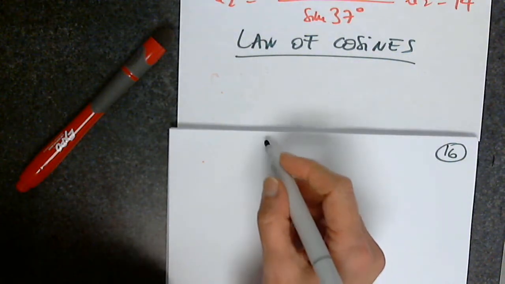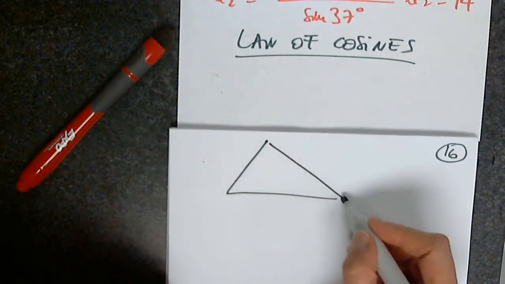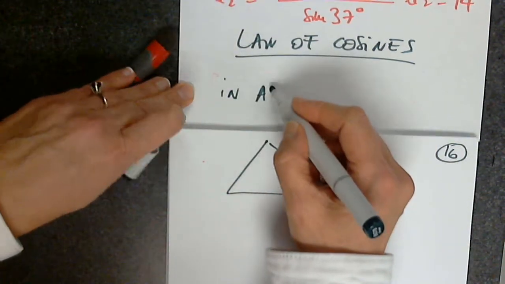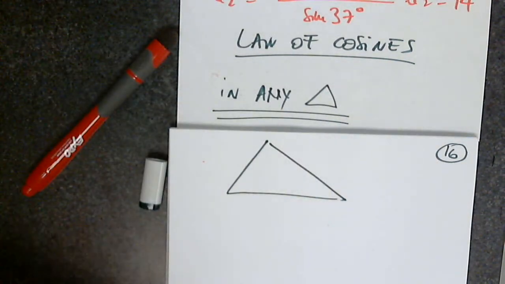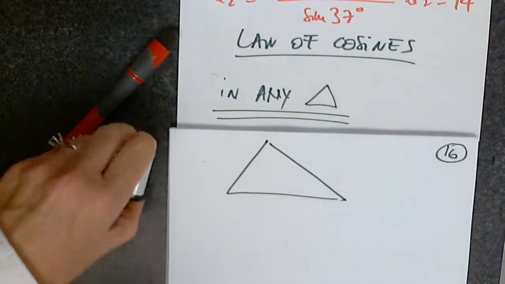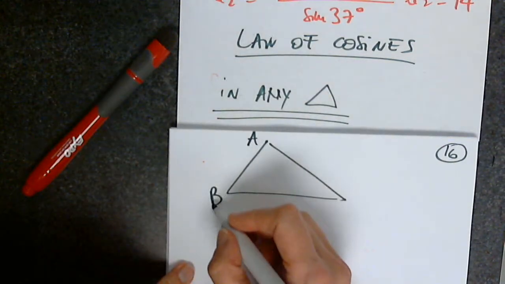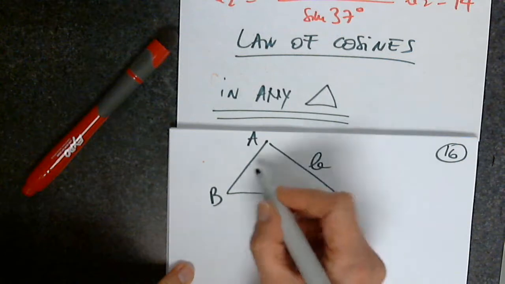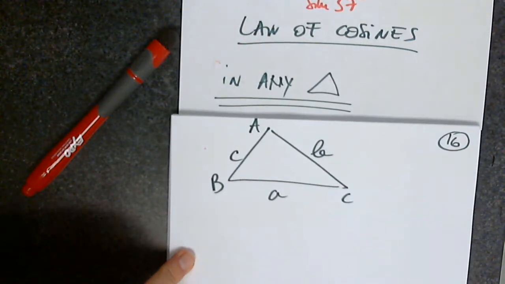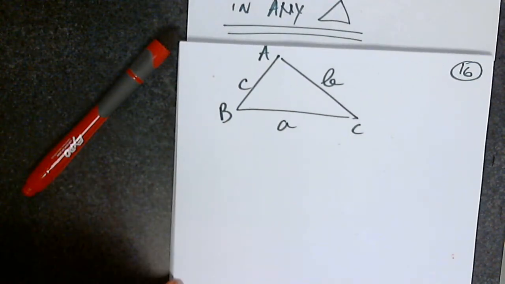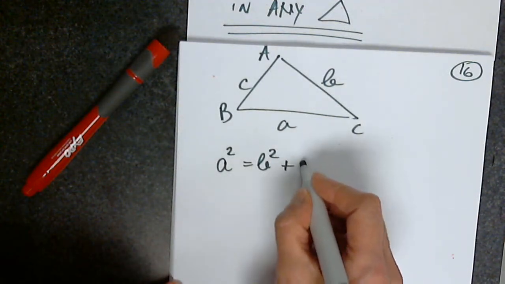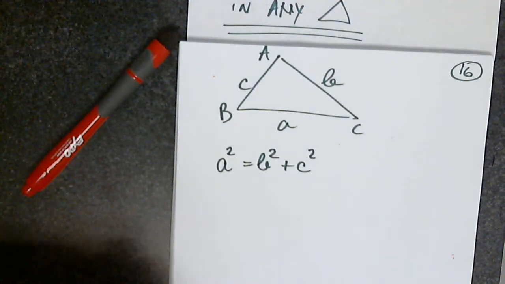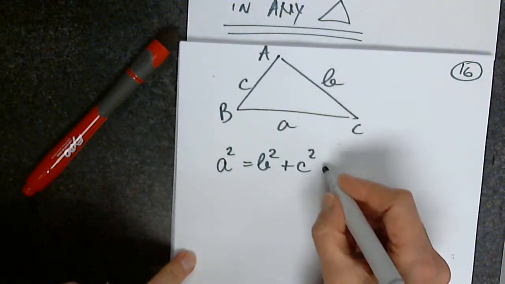So, law of cosines. Again, in any triangle, including the right triangle. Okay. A, B, and C, and A, B, and C. If I write this, what would you say? The triangle must be a right triangle, but I'm going to continue.